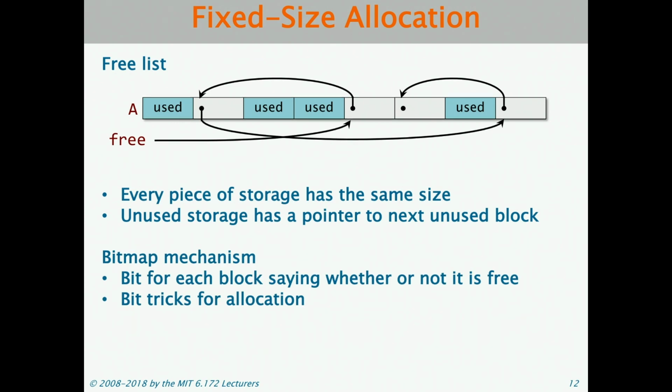There's actually another way to do fixed size allocations. Instead of using a free list, you could place a bit for each block saying whether or not it's free. And then when you do allocation, you can use bit tricks. But today I'm going to talk about the free list implementation.